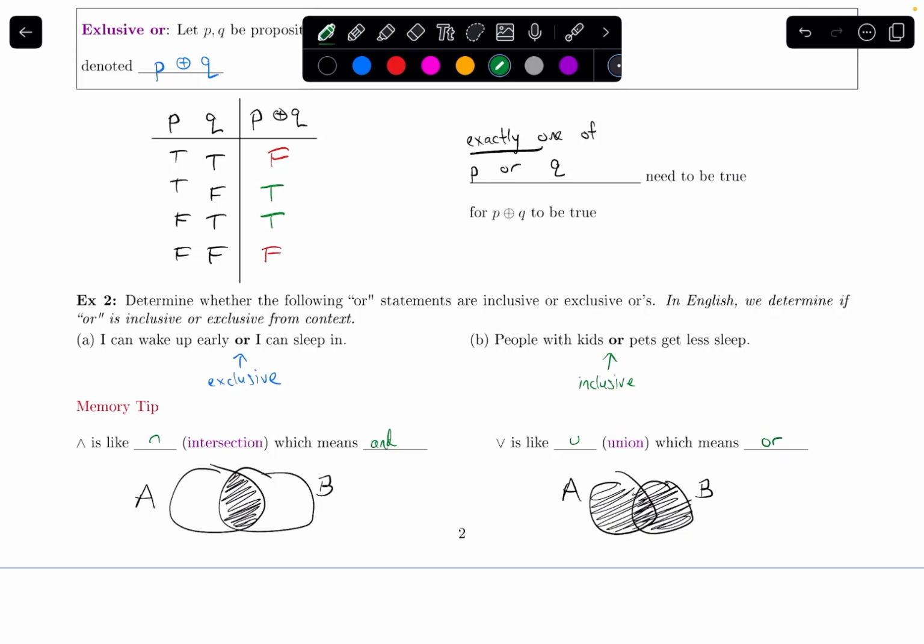So I just find it helpful to remember that the symbol for or and union is an upward facing thing, kind of like this V, a normal V. Whereas the symbol for and, with an intersection, is an upside down U. And similarly for logic, it's an upside down V.